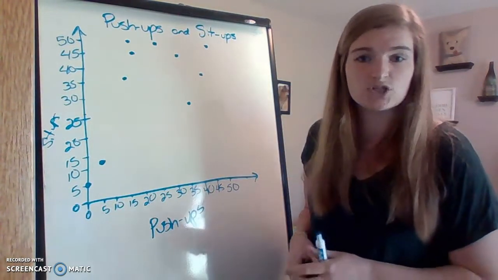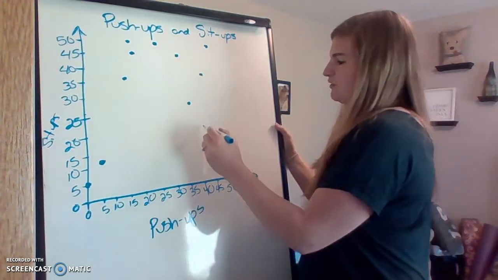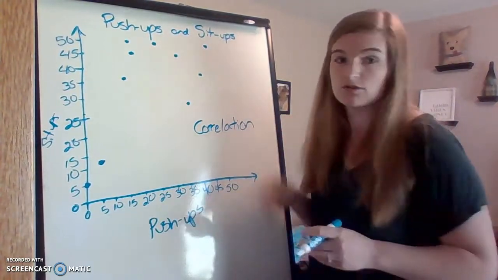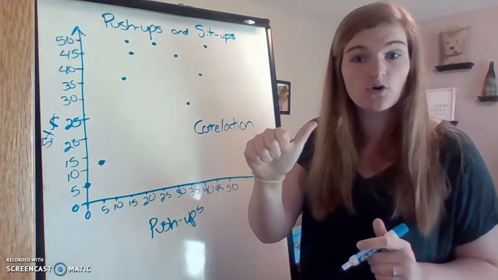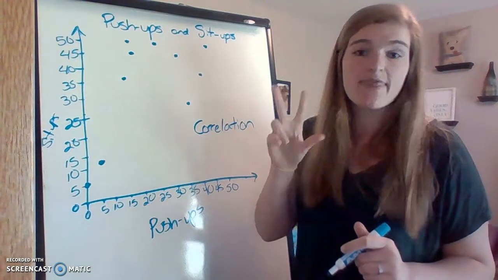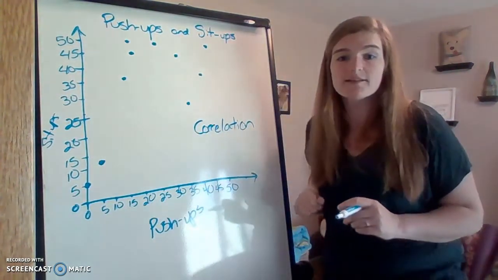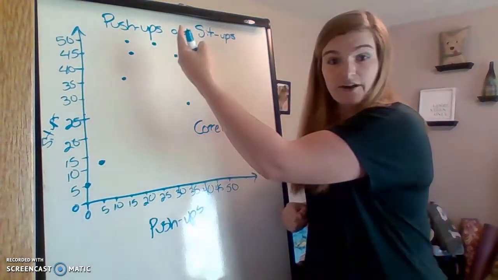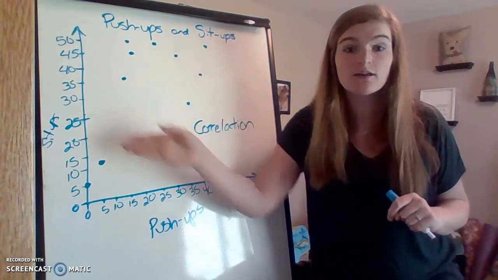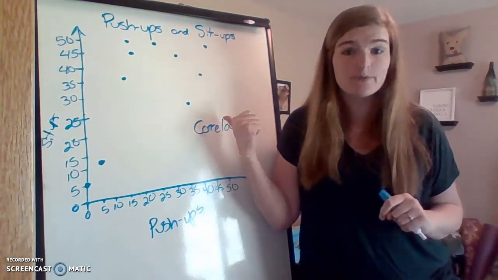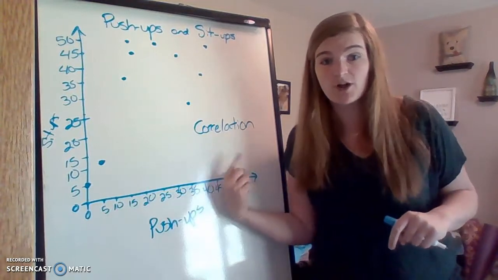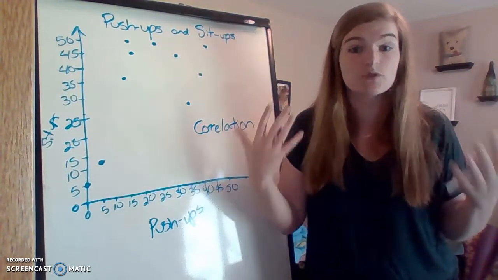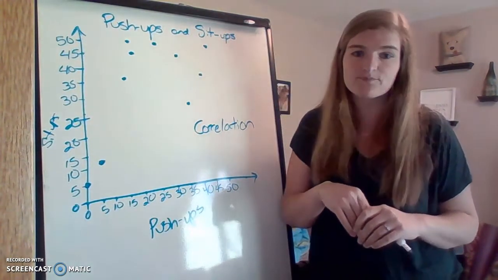That brings us into correlation. There are 3 types of correlation. I'm going to write the word correlation. There are 3 types. There is a positive correlation, there's a negative correlation, and then there's no correlation. Positive correlation is when one variable goes up, the second variable goes up, which means as one gets bigger, the other one gets bigger. This is an example of a positive correlation. As my push-ups go up, my sit-ups go up. So this is a positive correlation, okay? Positive relationship. Correlation is also like a relationship.